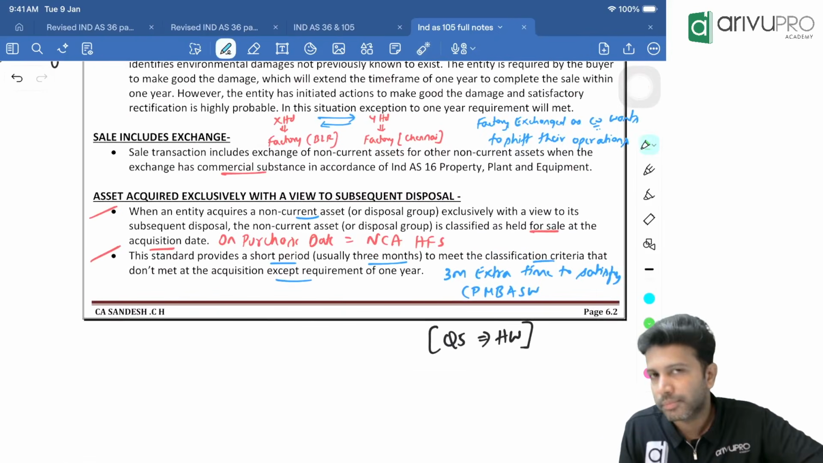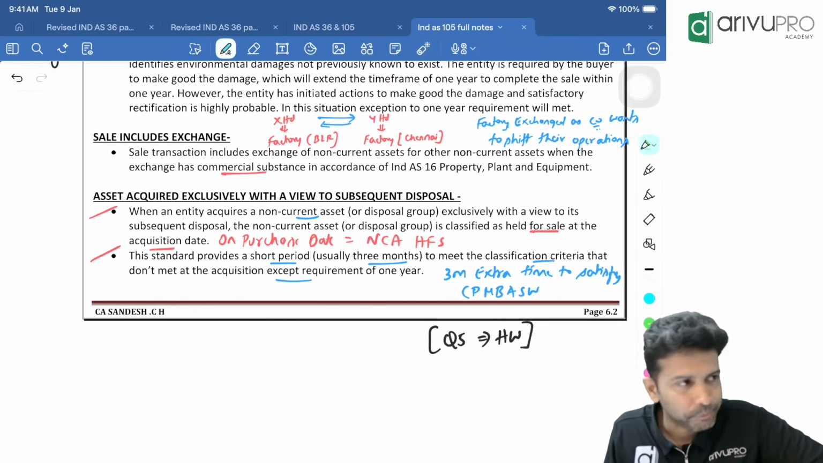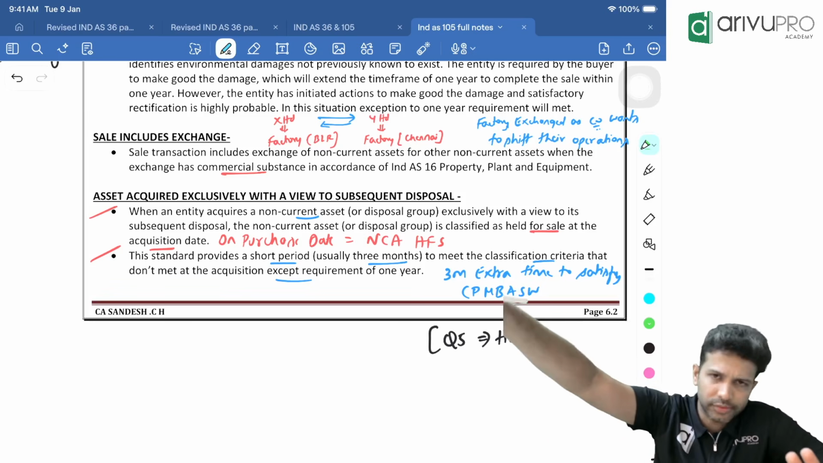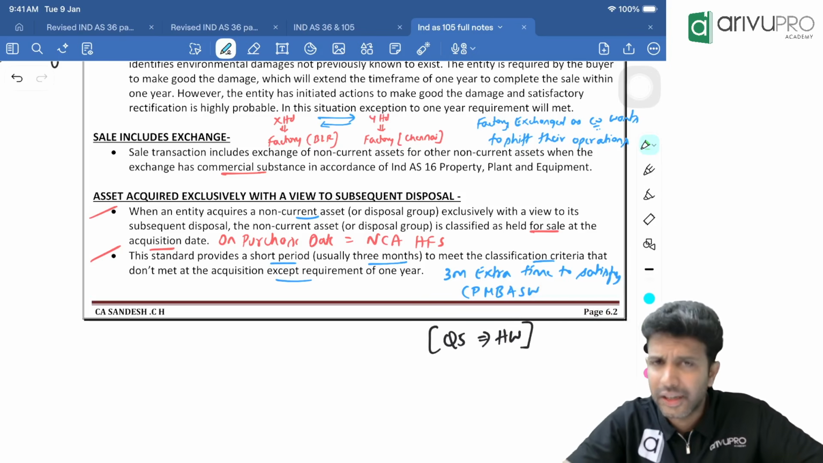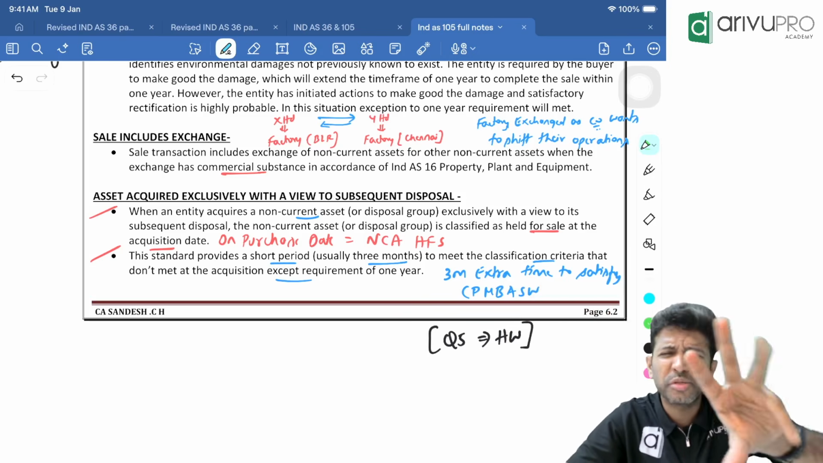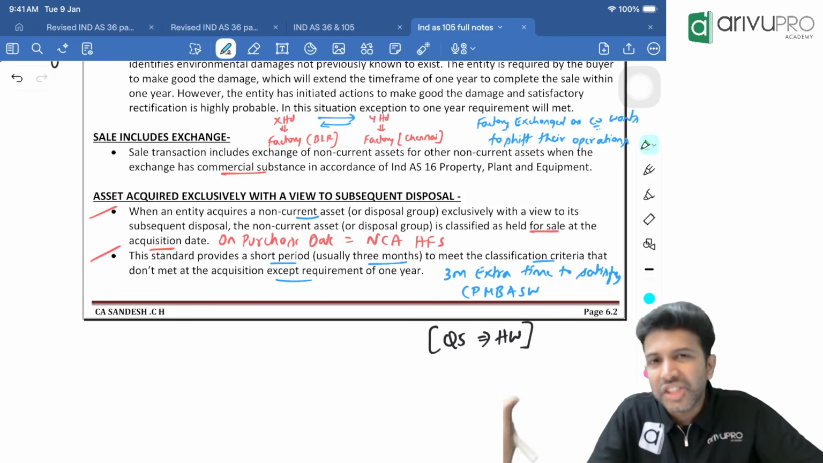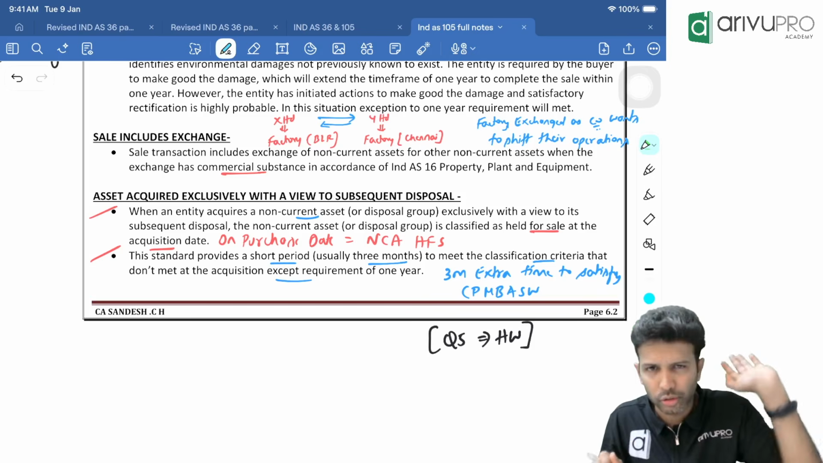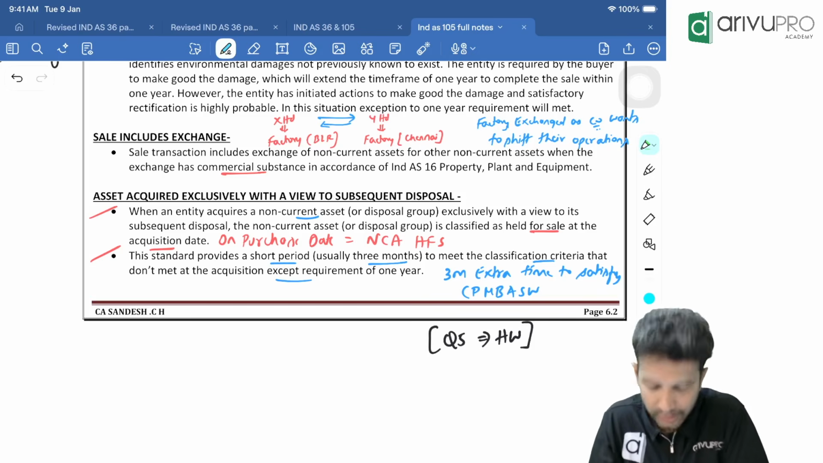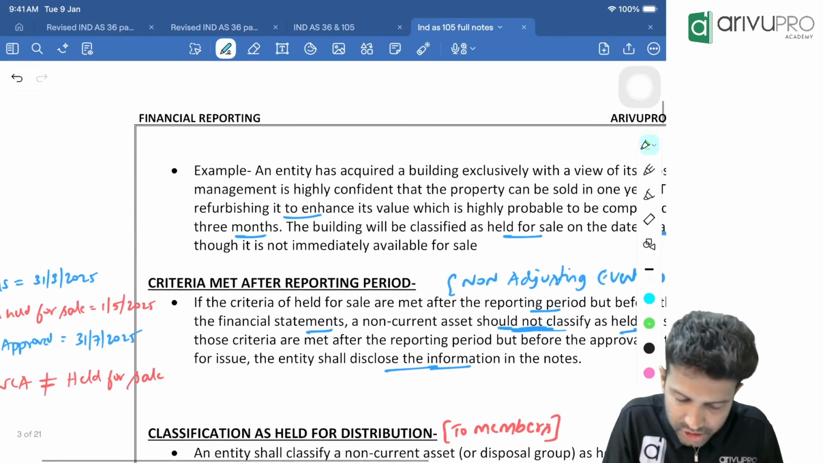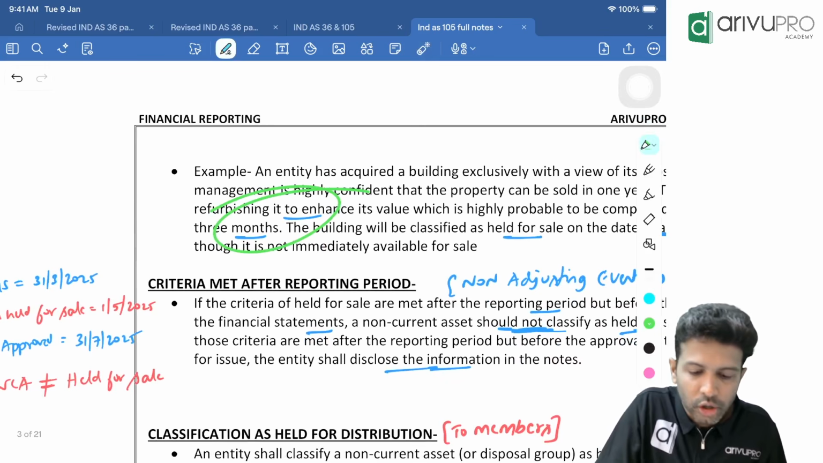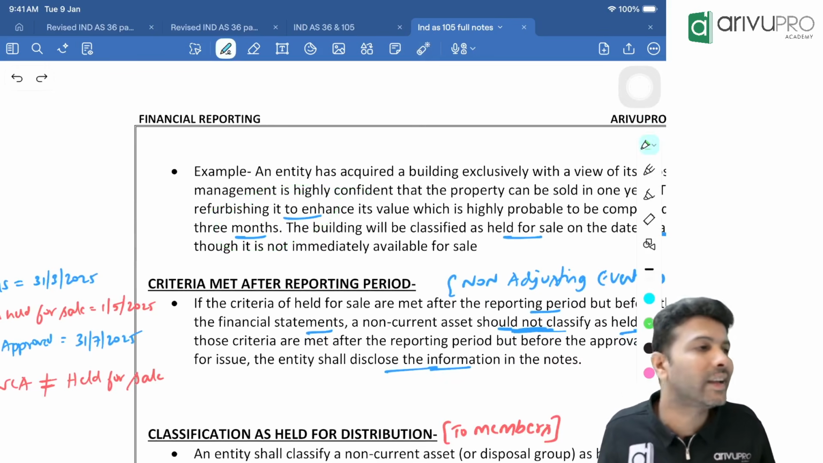Now let's say a company has purchased a building today, and their intention of buying the building is to sell it off. But before selling the building, they want to do some small renovations, like change the paint, some interiors they want to change. This we call refurbishing, correct? It's there in the next example also, refurbishing, or some enhancement, some small changes they want to do so that the value of this building increases.